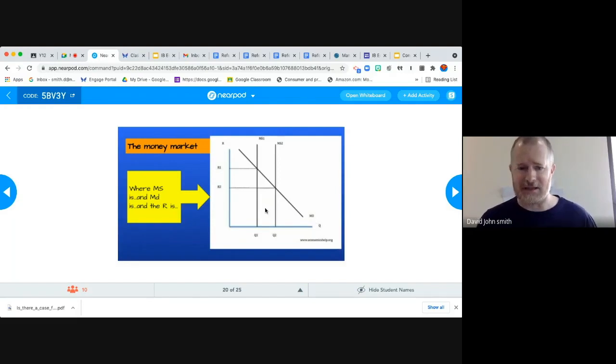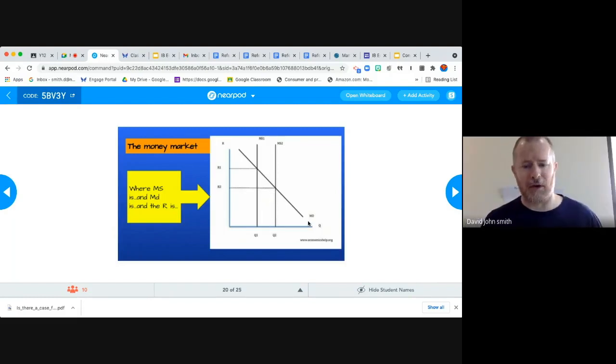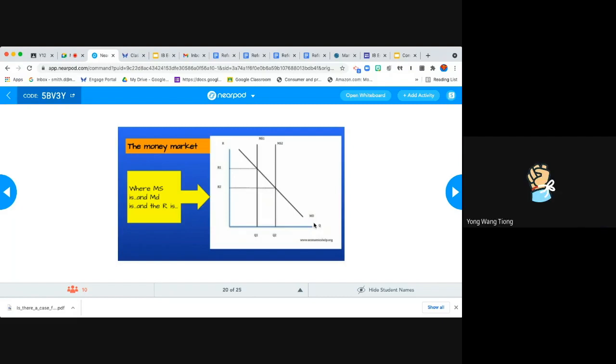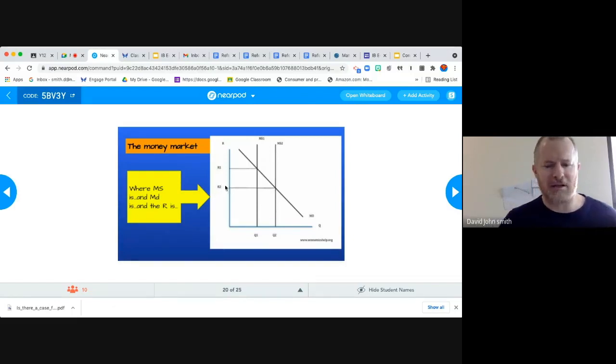Now, you're all rocket scientists, so you're going to be able to tell me that MS stands for what? Money supply. Well done, money supply, whereas MD is going to stand for? Money demand. Money demand, absolutely right. Well done. So this money market has supply and demand, and then it has an intersection between the supply and demand, like any other market.